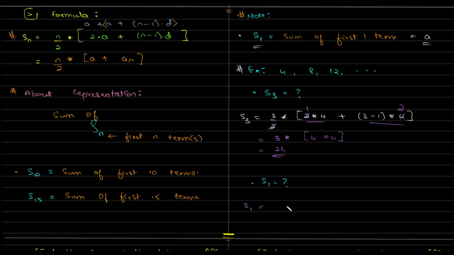Next is S1. 1 by 2 into 2a plus n minus 1 into the common difference. So again, what are we looking at? 1 minus 1 is 0. So this entire thing goes to 0. 2 into 4 is 8 by 2, or you can just cancel 2 and 2. And 0 divided by 2 is 0 itself. So we have 4 plus 0 into 1, which is 4 itself. And that is your first term. So what we said here makes sense. So this is the basic idea of the sum of terms in an AP.